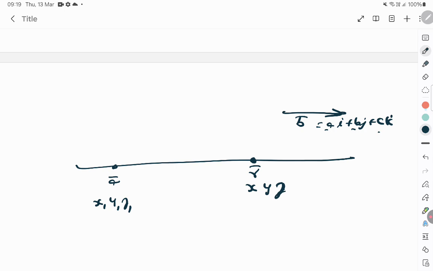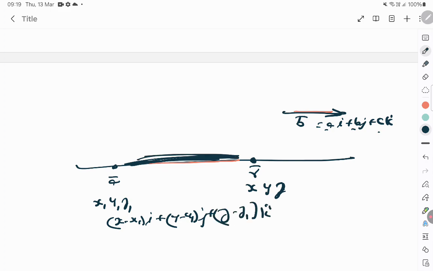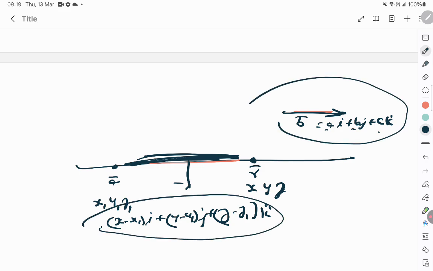You know this line is parallel to this line. So a1 by a2 is equal to b1 by b2 is equal to c1 by c2, which we learned in vectors, the parallel condition. So what is this line? This line itself is x minus x1 into i plus y minus y1 into j plus z minus z1 into k. Because you know two points, you can get the line vector. And this line is parallel to the other.